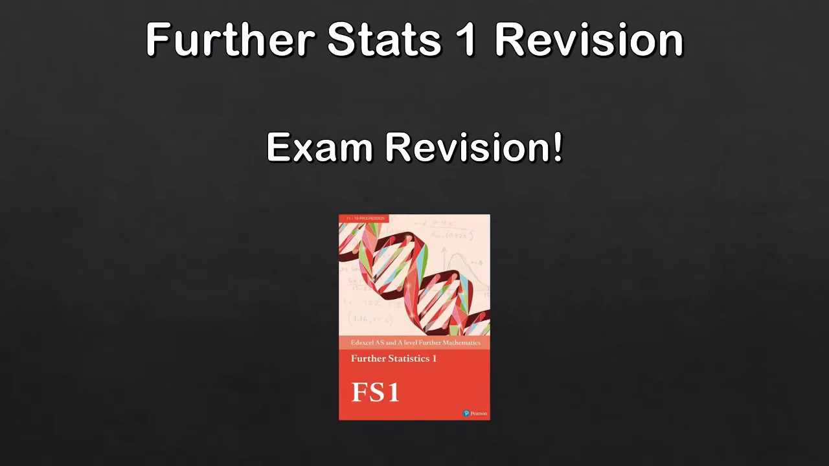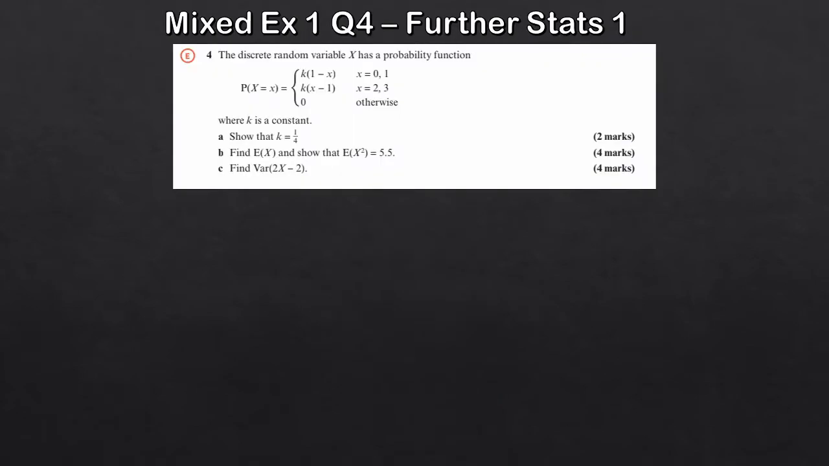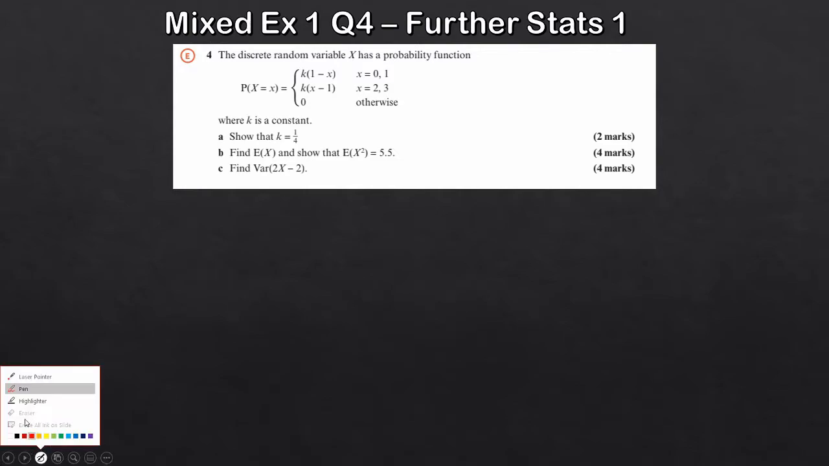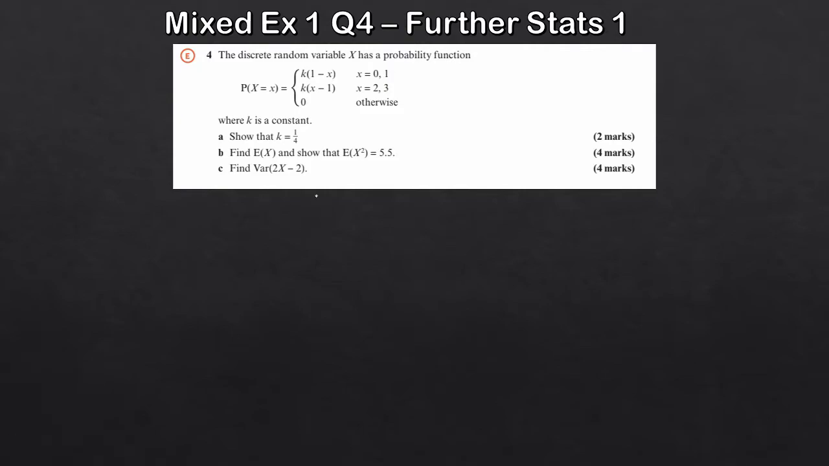Today we're taking a look at Further Stats 1 and we're going to do some exam revisions. So just using this official textbook here for Edexcel, we're going to take a look at some exam questions. So, question 1 here, we're taking a look at the mixed exercise 1, so the very first chapter in the textbook, and we're taking a look at discrete random variables here.